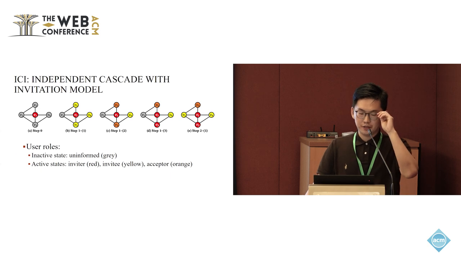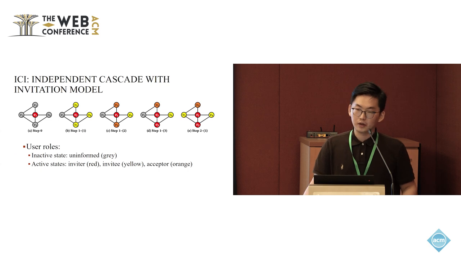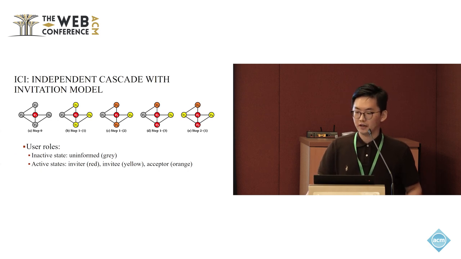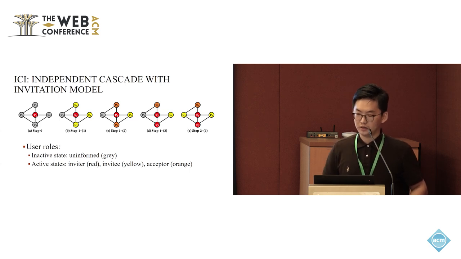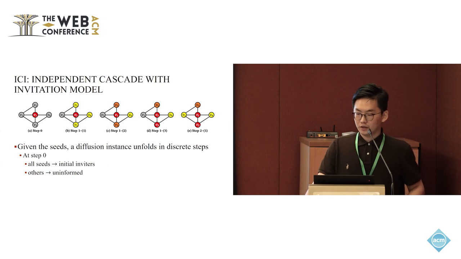To capture this invitation conversion funnel, we present a simple but useful diffusion model. It is built upon the independent cascade, and we call it the independent cascade with invitation model, ICI for short. To disentangle the three different active states, we split users into inviters, invitees, and acceptors. This ICI model is also a stochastic and progressive model. Given a set of initial inviters, which we call the seeds, a diffusion instance unfolds in discrete steps.